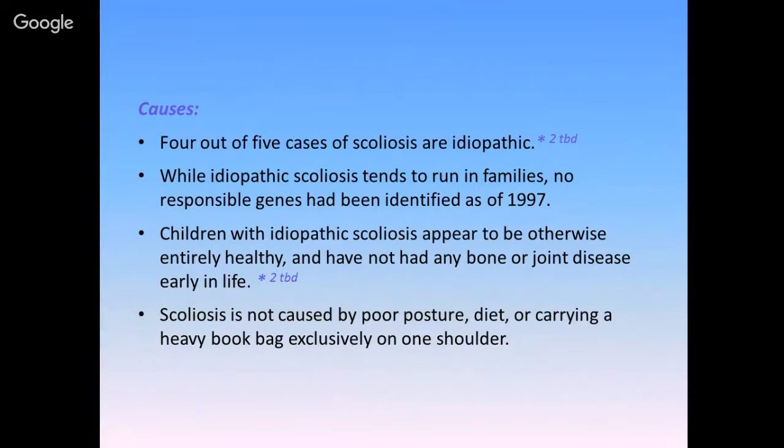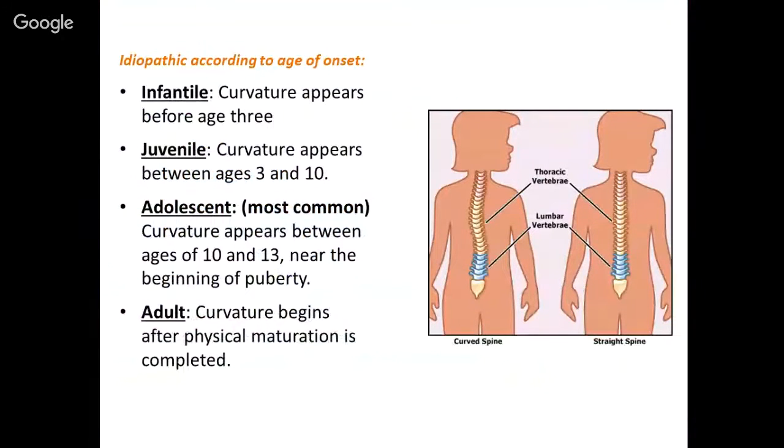And then continuing with different unknown idiopathic causes, they go according to age of onset. So infantile curves appear before age of 3, juvenile between 3 and 10, adolescent between 10 and 13, and then adult curves after physical maturation has completed.